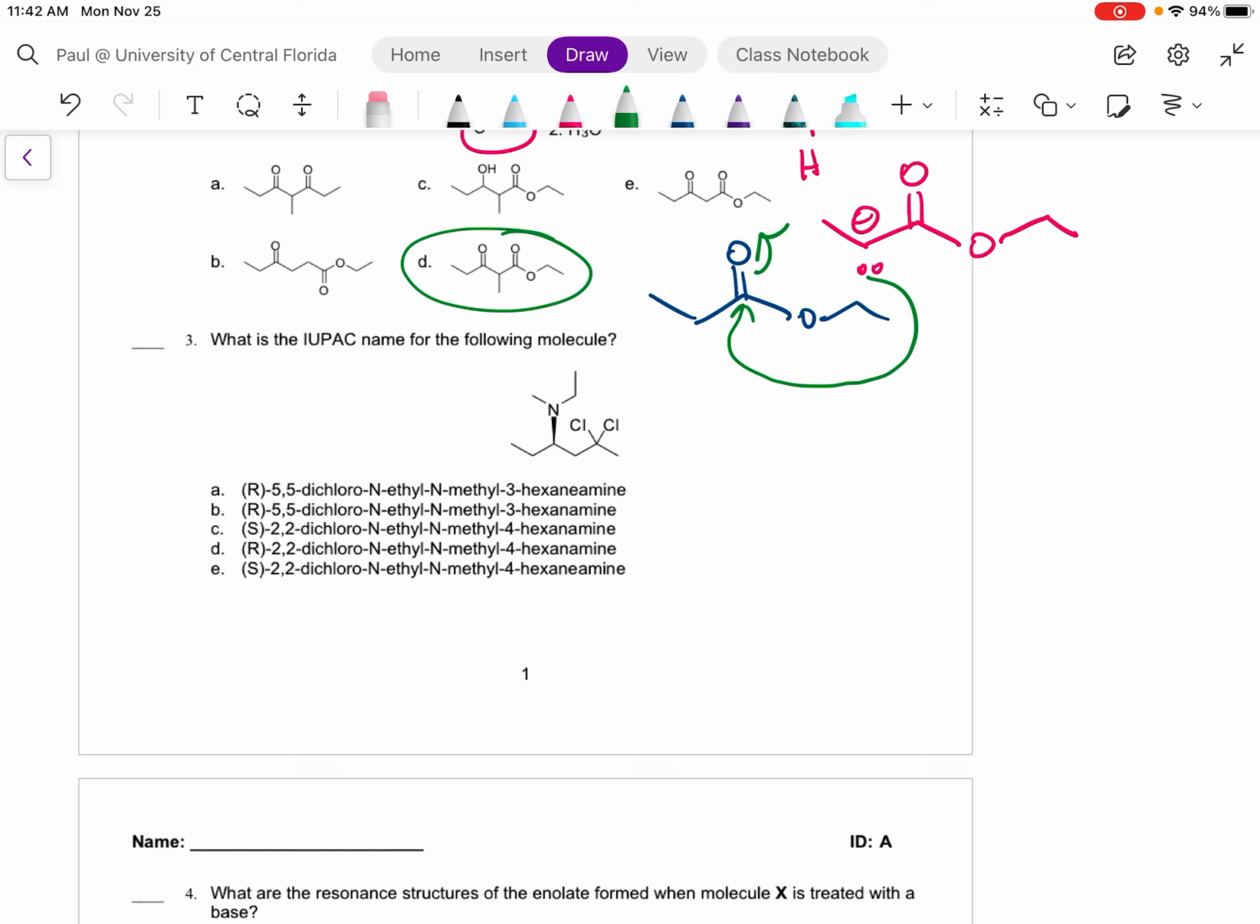Question 3. IUPAC. The correct answer for this problem would be B.